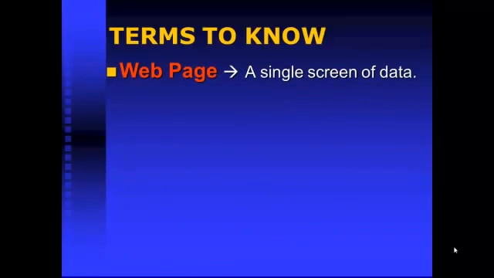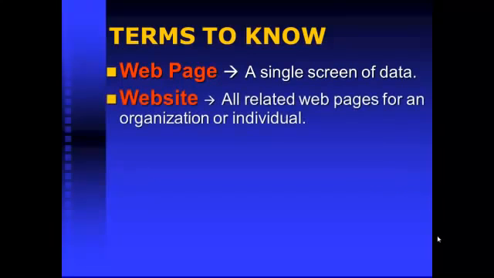And what is a web page? Well, it's one screen of data. When you're on the web, you're going out and searching for information. A web page is just basically one screen of information, whereas a website is all those related pages put together by an individual or an organization that makes a website. All those put together creates that website.